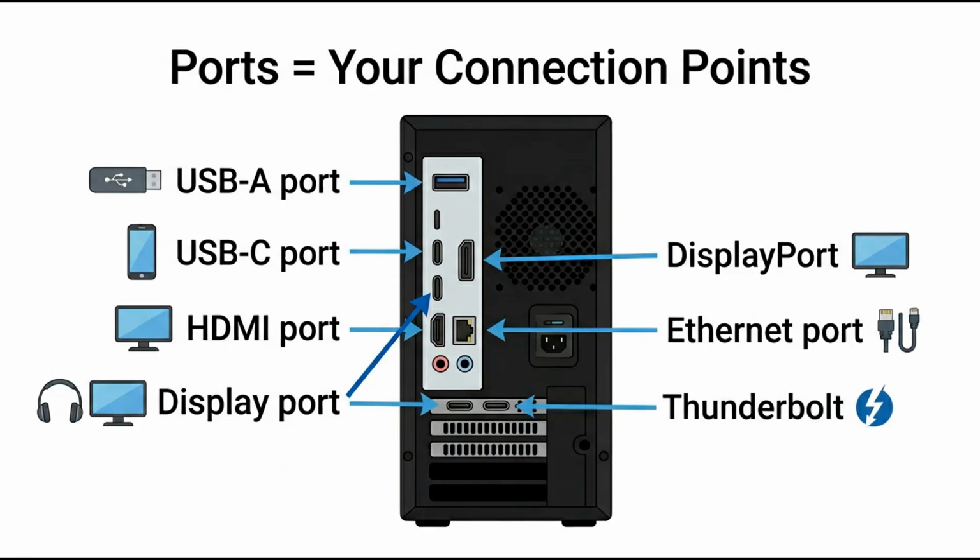Computers have lots of ports, the connectors you plug things into. USB ports are the most common for keyboards, mice, flash drives. HDMI and DisplayPort are for monitors. USB-C is newer and can carry data, video, and power all in one cable. Ethernet is for wired internet. Audio jacks are for headphones and microphones. Knowing your ports means knowing what gear you can connect.